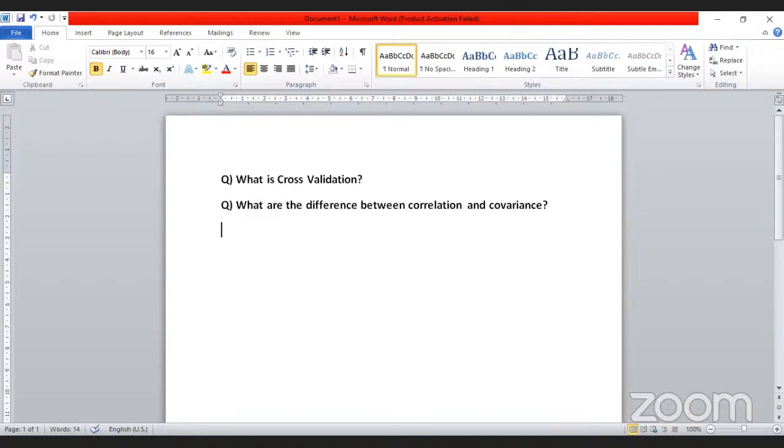Means when we are talking about the correlation, it is telling us how the relationship of one variable is with the other, right? Is that a positive relationship or a negative relationship, right? And how strong this relationship is, right? The range of correlation is from -1 to +1.